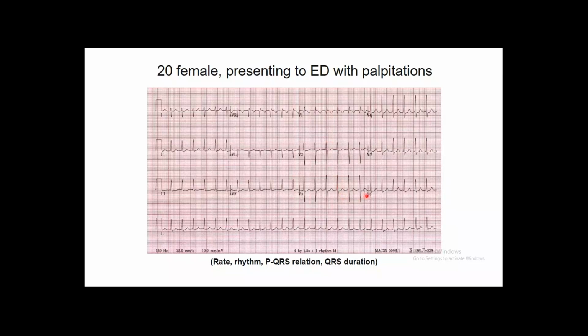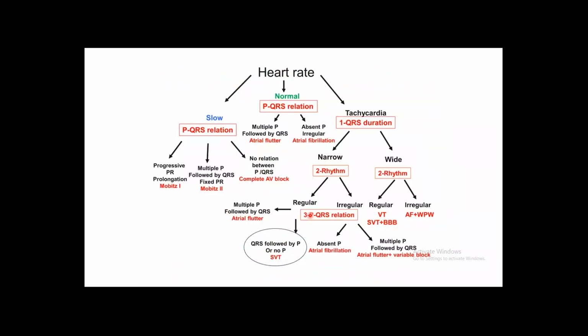The QRS duration is narrow, so we have a narrow complex tachycardia. P wave is not seen or might be seen after the QRS in V1, and the rhythm is regular. So according to the algorithm, we have a narrow complex regular tachycardia with QRS followed by P wave, or even if we don't see it, no P wave, this will be supraventricular tachycardia. There are multiple types of supraventricular tachycardia, but SVT is okay for provisional diagnosis.